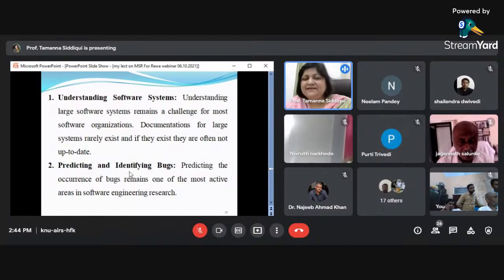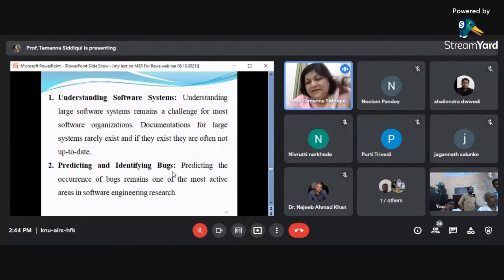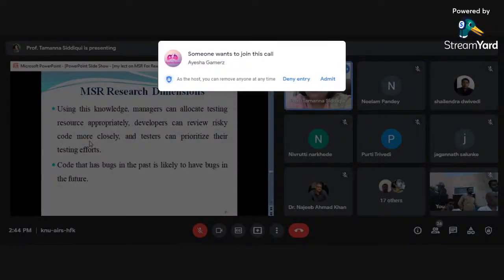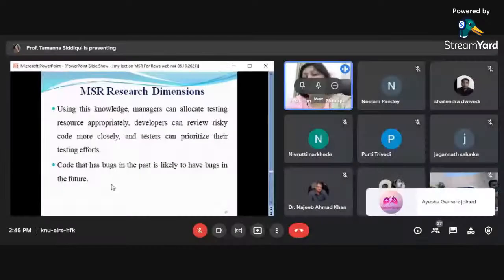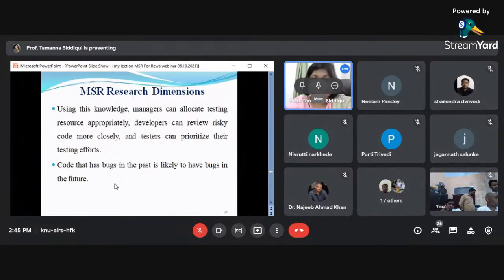Another thing is predicting and identifying bugs. Bugs are always very, very important. You cannot ignore bugs. Predicting the occurrence of bugs remains one of the most active areas in software engineering research. Using this knowledge, managers can allocate testing resources appropriately, developers can review risky code more closely, and testers can prioritize their testing efforts. Code that has had bugs in the past is likely to have bugs in the future. So we cannot ignore the bugs. If we find any bug in the beginning, it will remain a problem at the end.